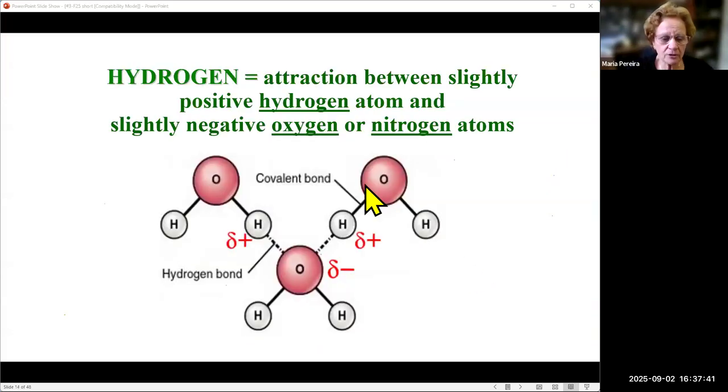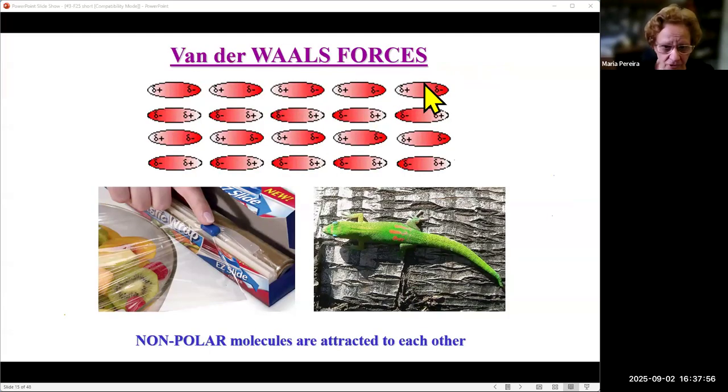Okay, so here we have water molecules being linked by hydrogen bonds. And here are the van der Waals forces. So these involve neutral atoms that become slightly charged temporarily, and therefore they attract each other temporarily. And the van der Waals force is the weakest kind of bond.